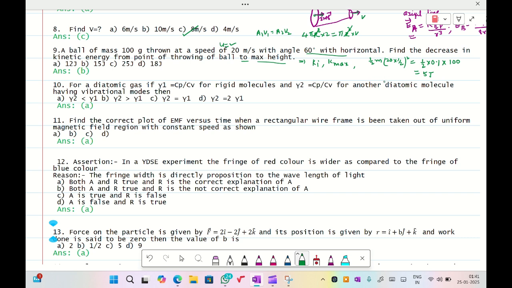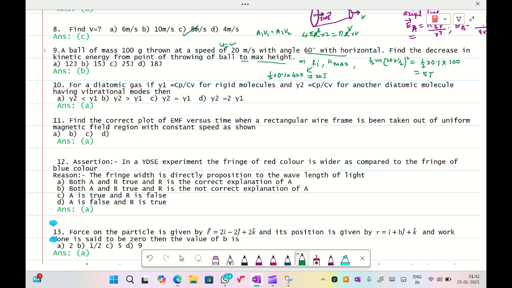And initial kinetic energy. So initial kinetic energy is equal to half into 0.1 mass into initial velocity, 20 square means 400. So this will be 20 joules.